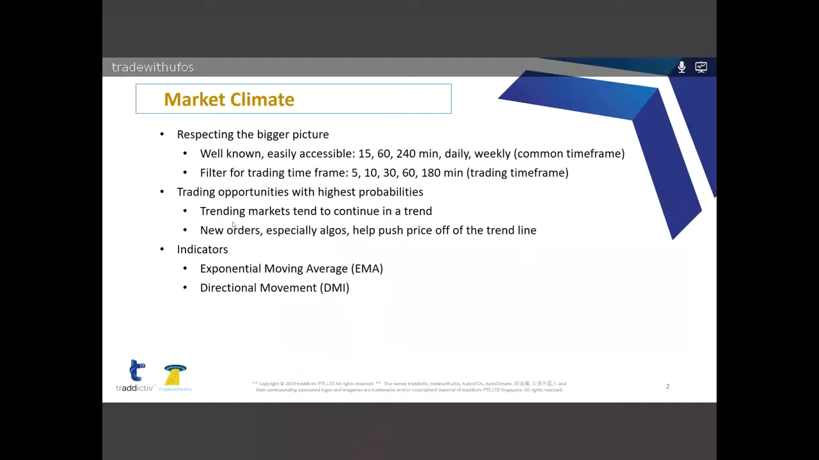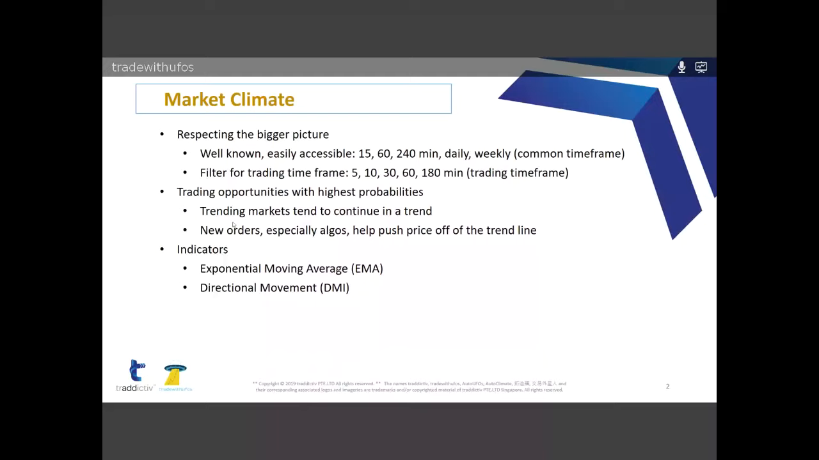These larger time frames are going to be well known and easily accessible to the crowd, or most traders out there in any trading platform are able to access these time frames. That way we know as many eyeballs are looking at exactly what we want in order for us to pose ourselves in trades that are higher in probability. So I've listed here a few of these common time frames, and below them I've listed the trading time frames that we can use in pair with those larger time frames.